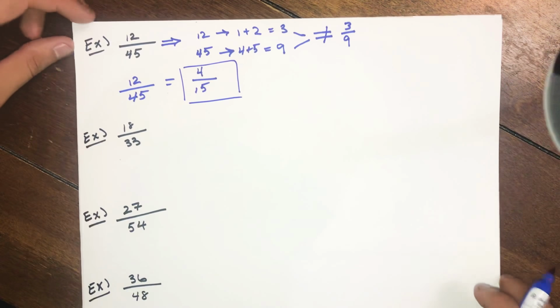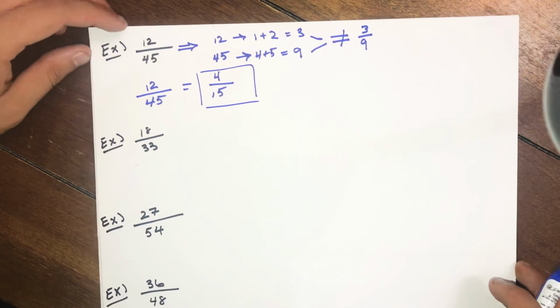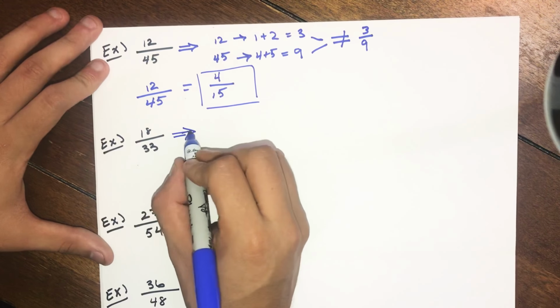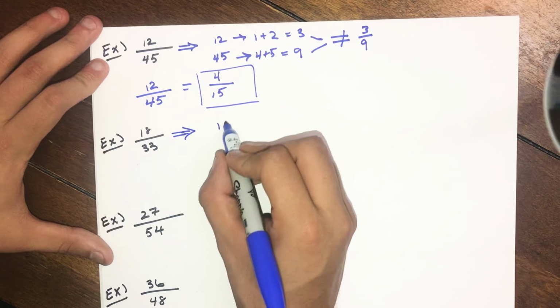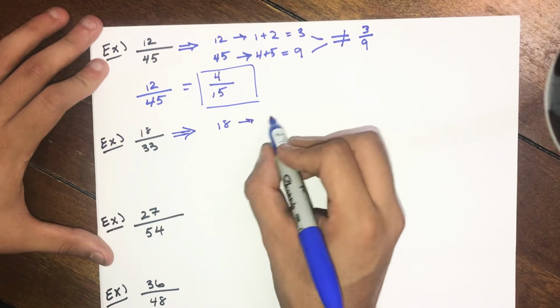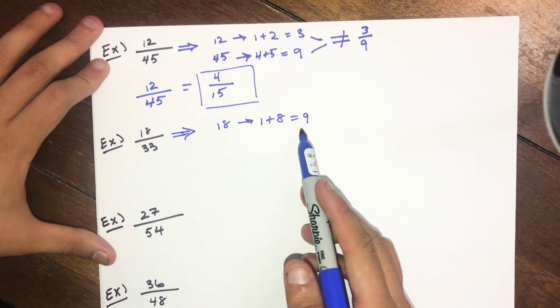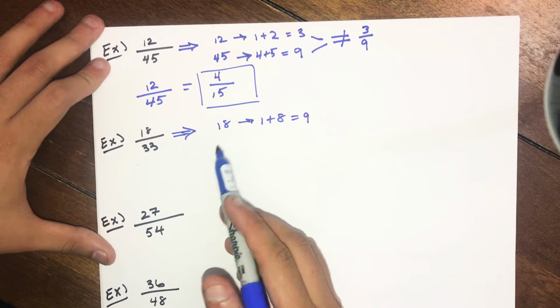Let's look at this next example, okay? Let's see if the 3's trick will work here to simplify it, all right? So, okay, we have 18, which is gonna, let's see, 1 plus 8 is 9. 3 goes into 9. That means 3 will go into 18, okay?